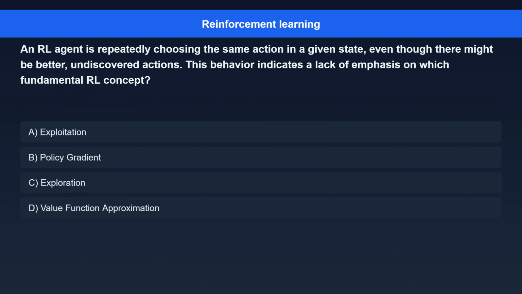Question 3. An RL agent is repeatedly choosing the same action in a given state, even though there might be better, undiscovered actions. This behavior indicates a lack of emphasis on which fundamental RL concept? Option A, exploitation. Option B, policy gradient. Option C, exploration. Option D, value function approximation.